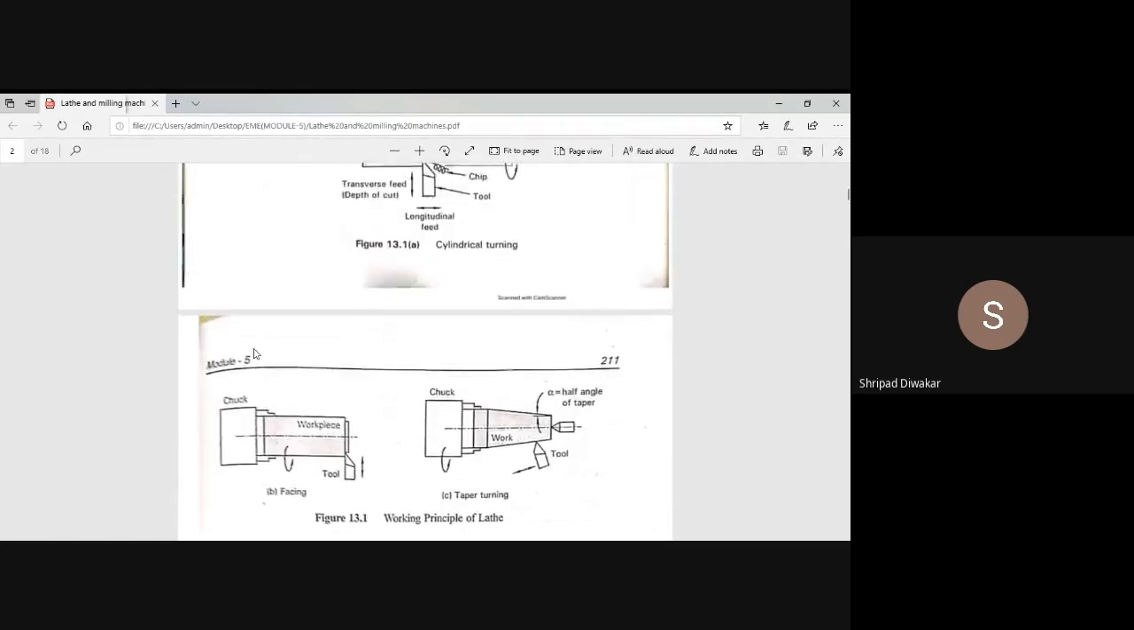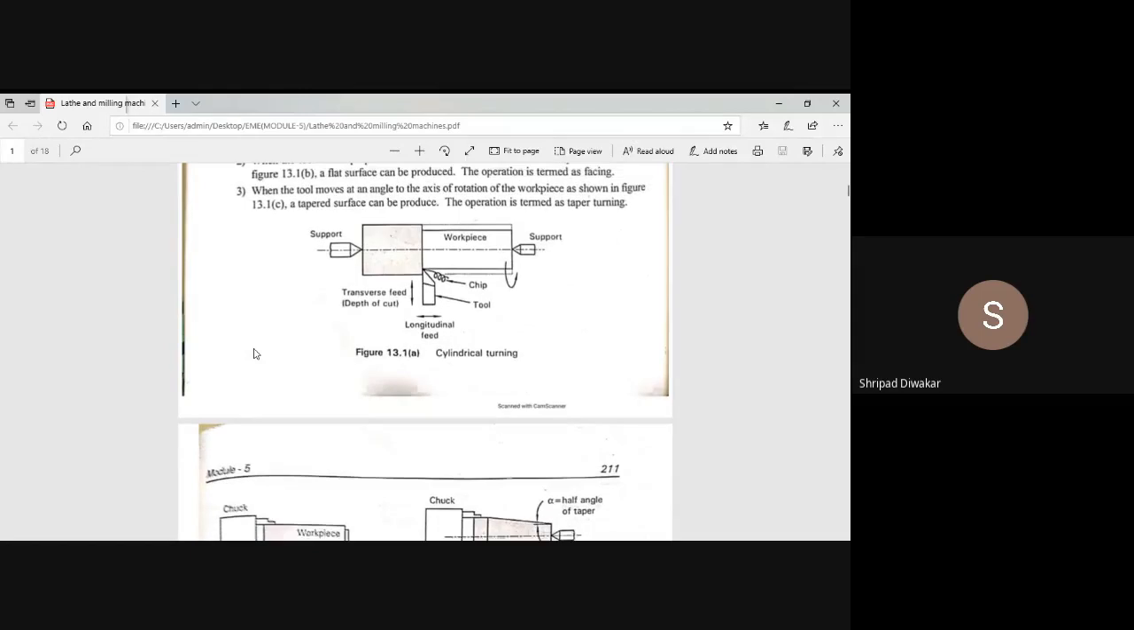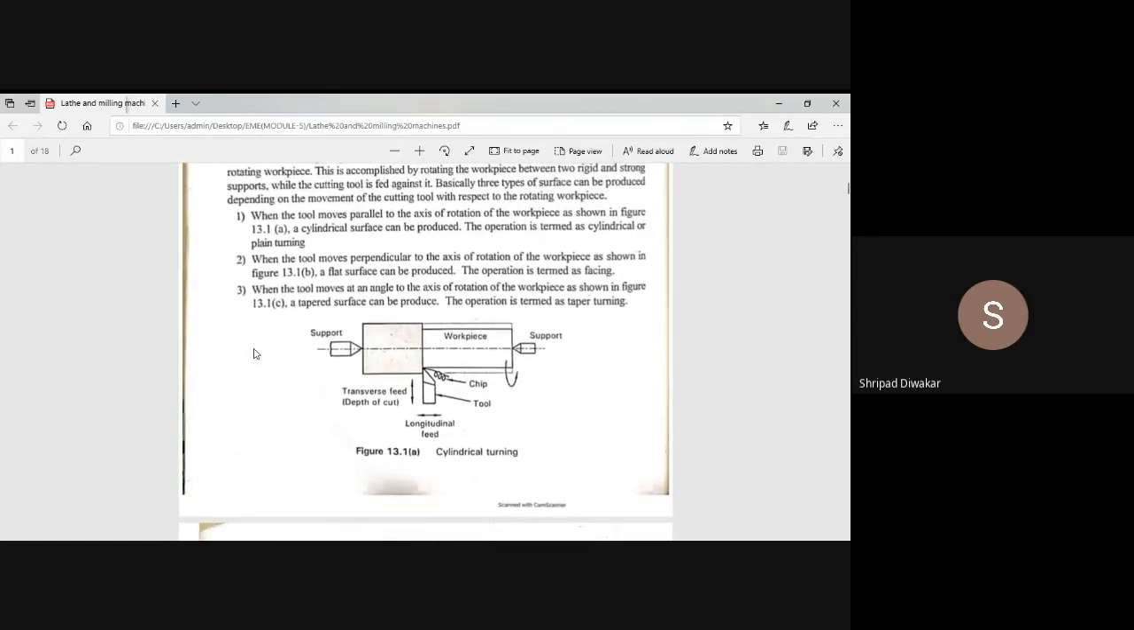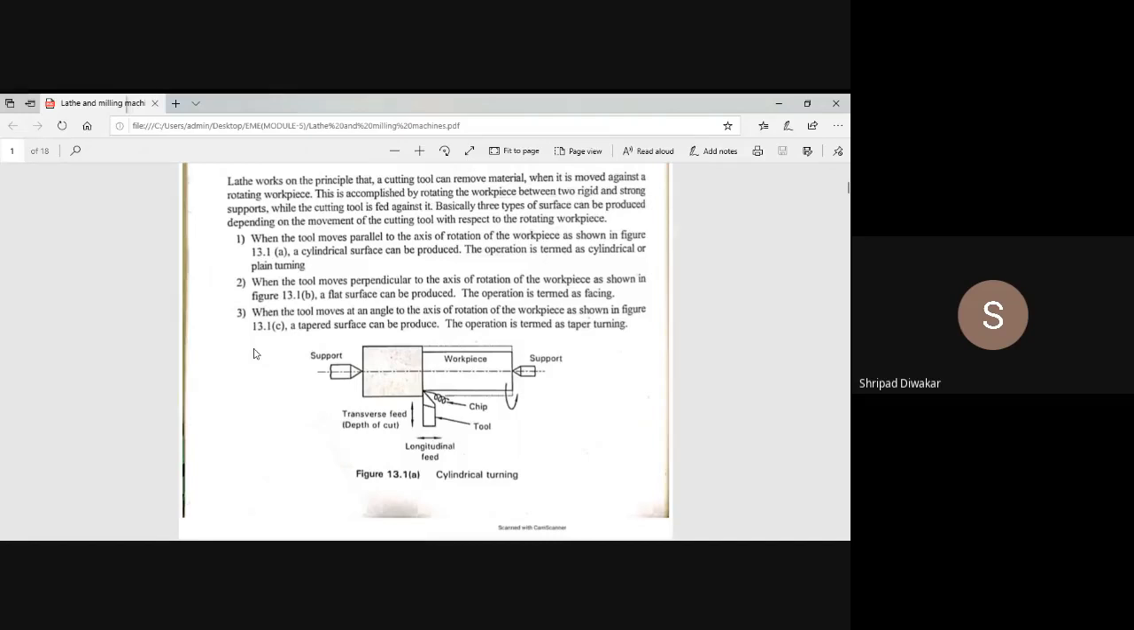So what you can see is called cylindrical turning. Cylindrical turning means the reduction of the diameter from the given workpiece. So you can see the diagram.